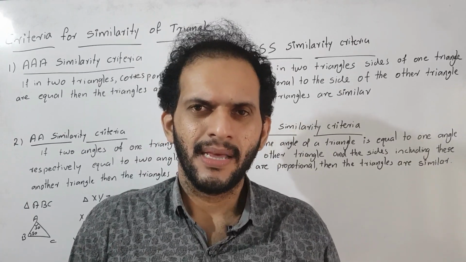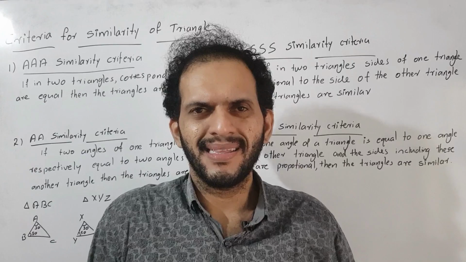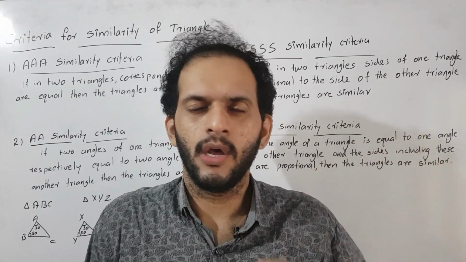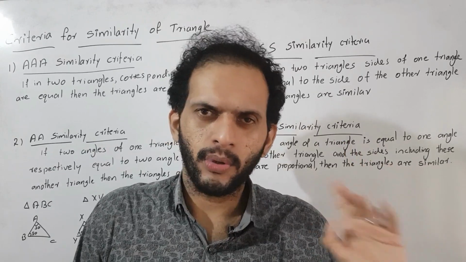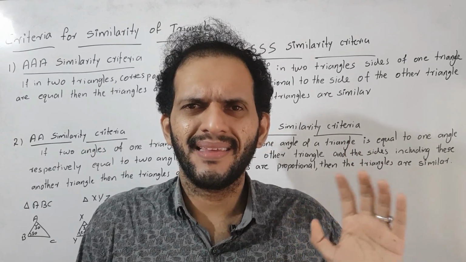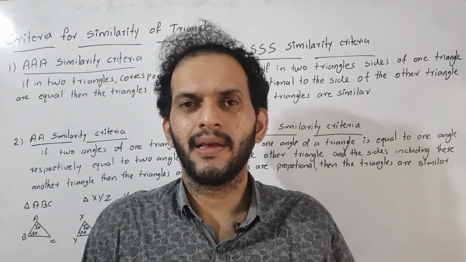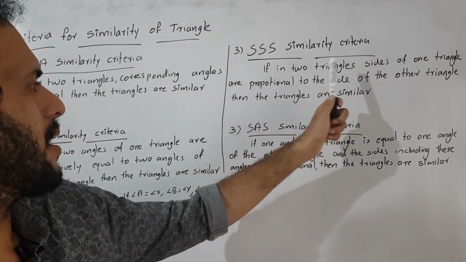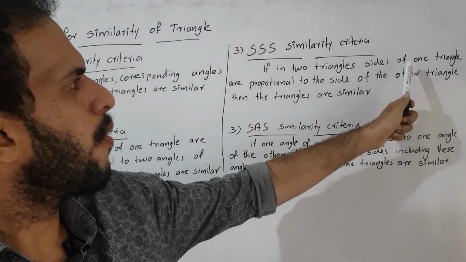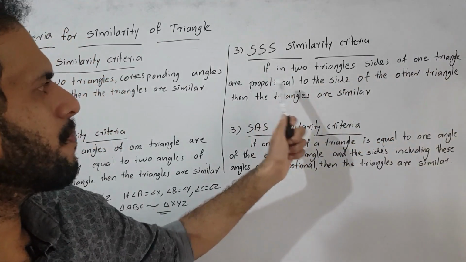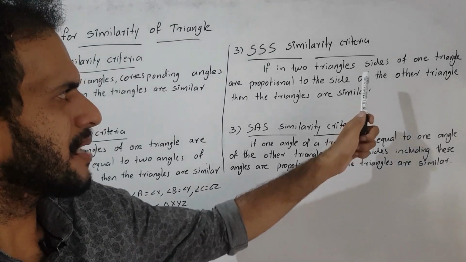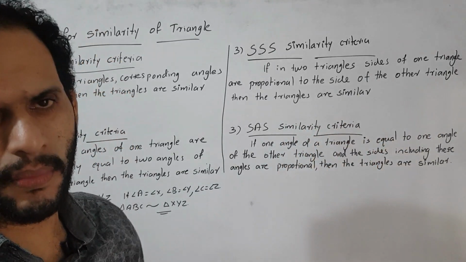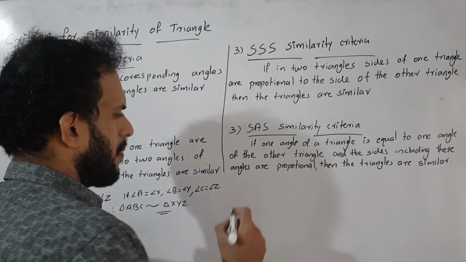Then what is that? If in two triangles their corresponding sides are proportional, not equal, proportional means they are in the same ratio, then the triangles are similar. If the sides of one triangle are proportional to the sides of the other triangle, then the triangles are similar. We know that idea with an example.